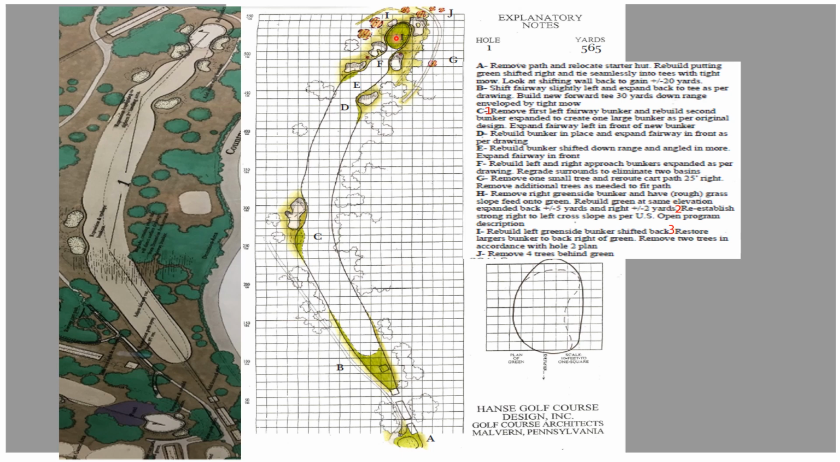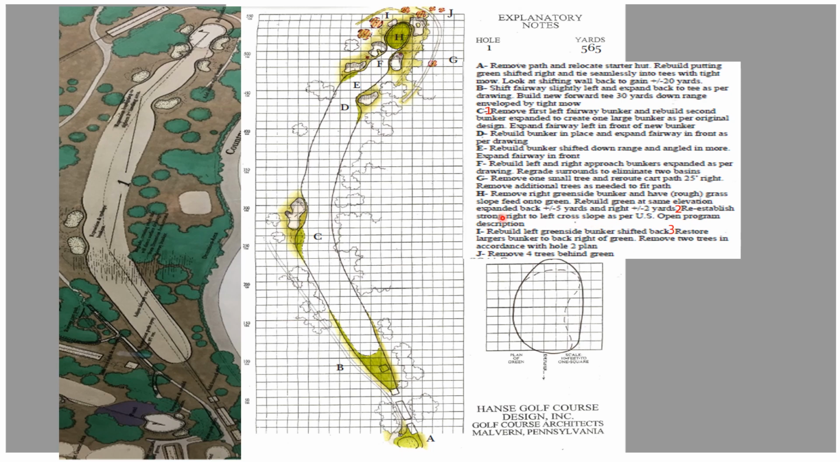Rebuild green at the same elevation. So this is an example of a green not going down into the ground a whole lot. I think what you'll see though is this front elevation will come up, so it'll look less like it's perched up. But basically at the same elevation.